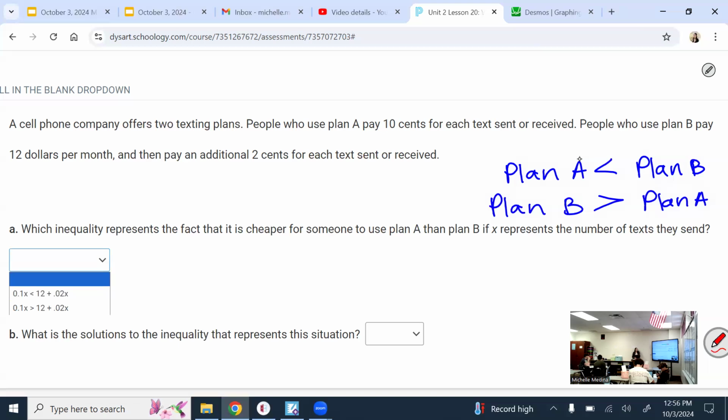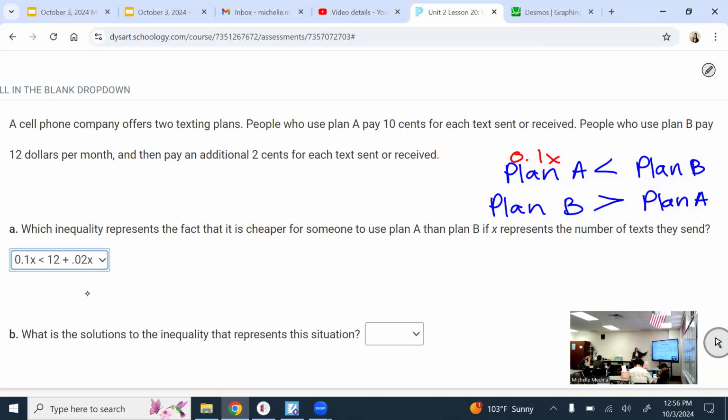Read it again. A cell phone company is offering 2 texting plans. People who use plan A pay 10 cents for each text sent or received. People who use plan B pay $12 a month and then an additional 2 cents for each text. If x is the number of texts, then is the 0.1x for plan A or plan B? Plan A. That's the one that said it had to be 10 cents per text. No flat fee, no nothing. So I want it to be 0.1x less than, and that one must be this one.